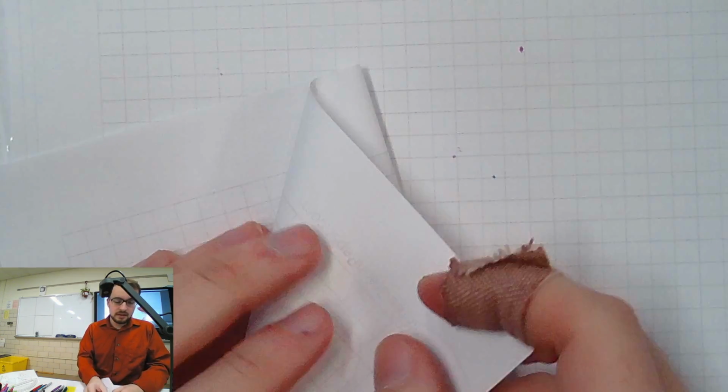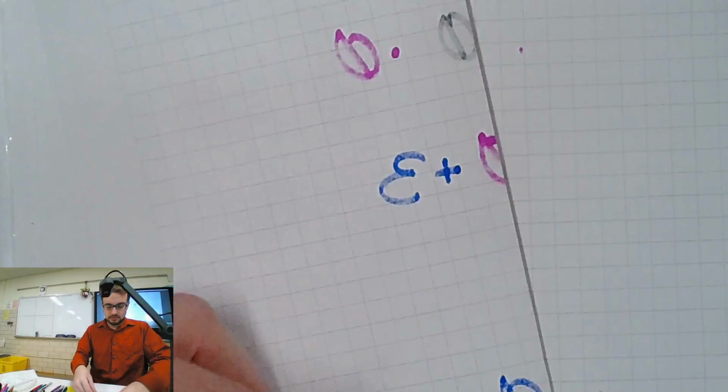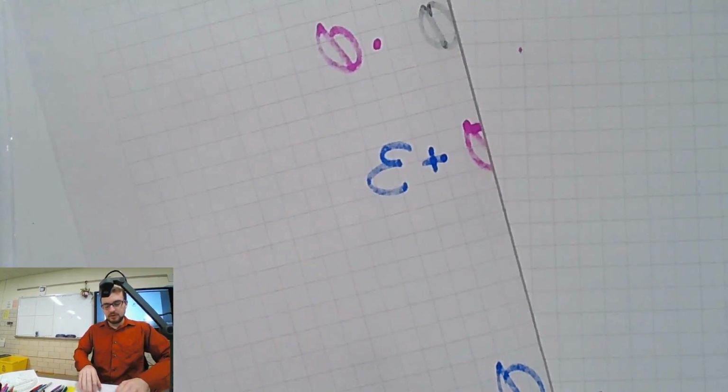Wait, do we not draw anything for undefined? Undefined, you just write undefined slope. Whenever we divide by 0, it's undefined.